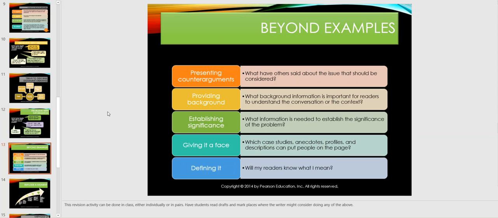All right. So I have some ways to go beyond examples: providing background information, establishing some significance, giving it a face. When we write anecdotes or we talk about our experiences, we give a face to the issues and topics we're writing about, right? How do you define something? Will my readers know what I mean? So you have to take those steps to add some depth to your revision, okay?